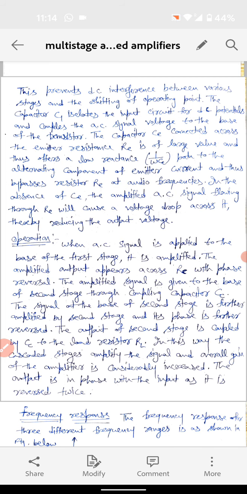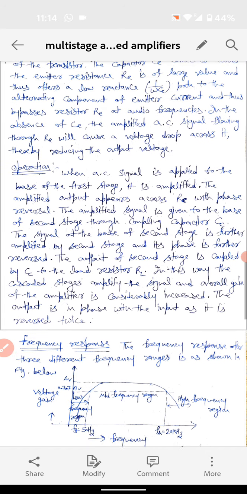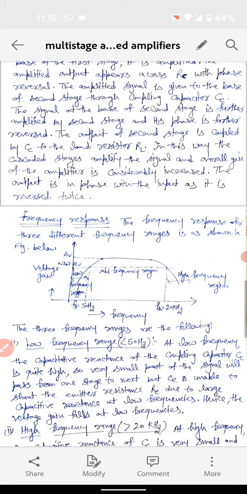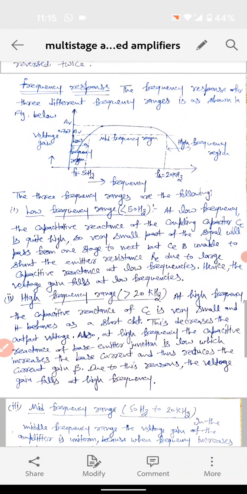So we have used a common emitter transistor as an amplifier. In the first stage its phase gets reversed, and in the second stage its phase again gets reversed. So when we see the input and the output of that multi-stage amplifier, they are in the same phase. Then we come to the frequency response curve.